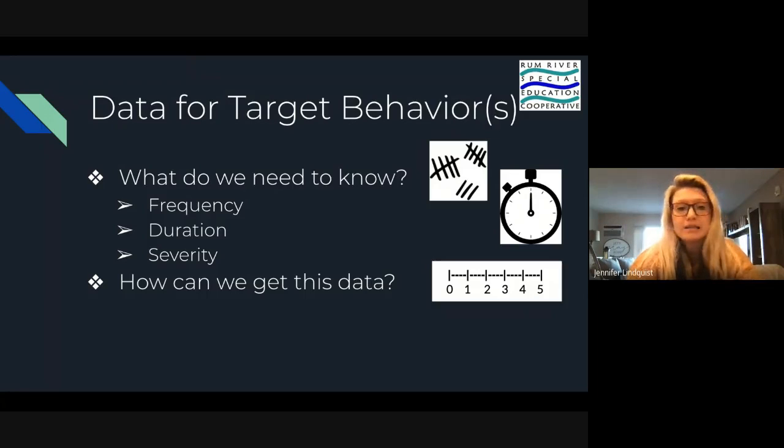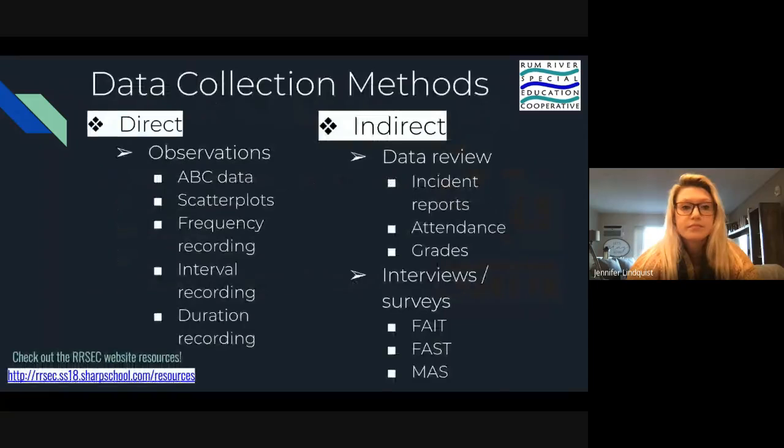And how can we get this different type of data? There are different data collection methods we like to use. There's direct and indirect ways to get this data. Direct observations are when we are directly observing, we are using our own eyes to observe the target behavior and collect our data. And different types of that are ABC data, frequency recording, taking those tallies of when we see it happening, interval recording, or duration recording.